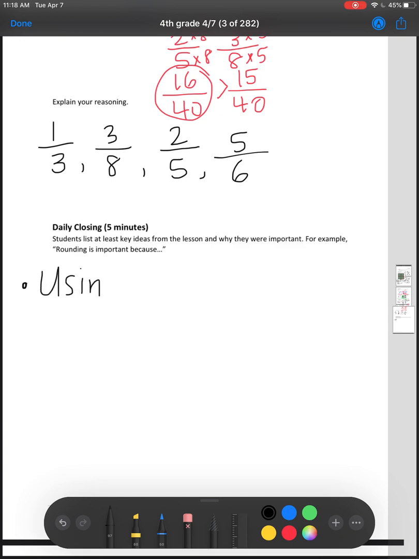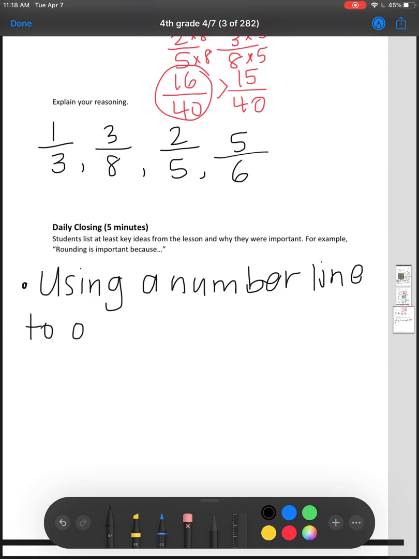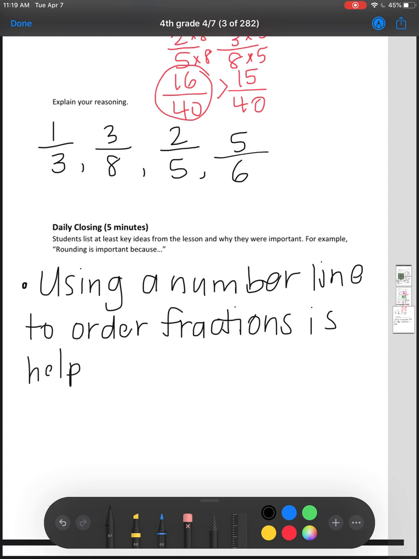Using a number line to order fractions is helpful because, sorry, it's hard to write on this thing. Because why? How did it help you?